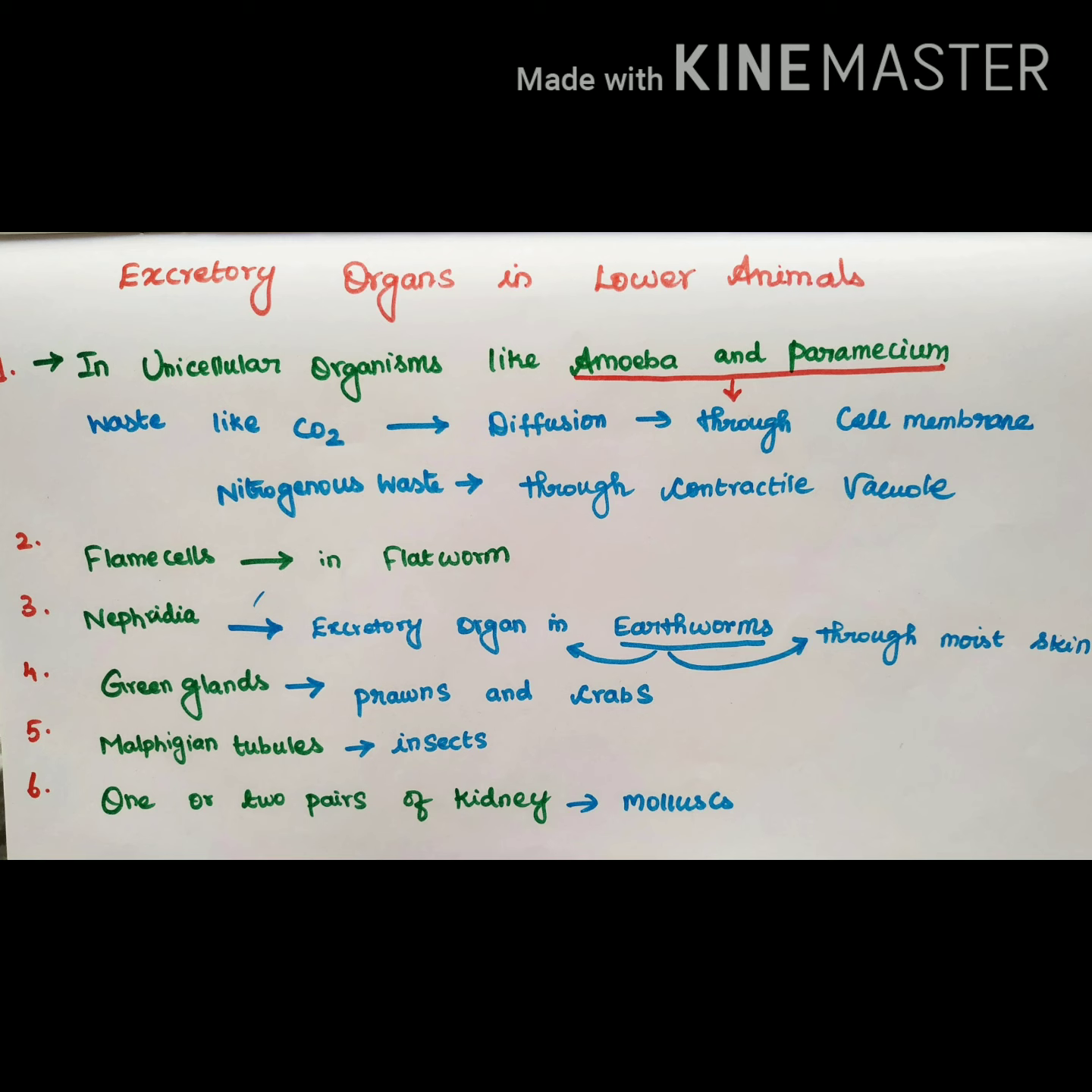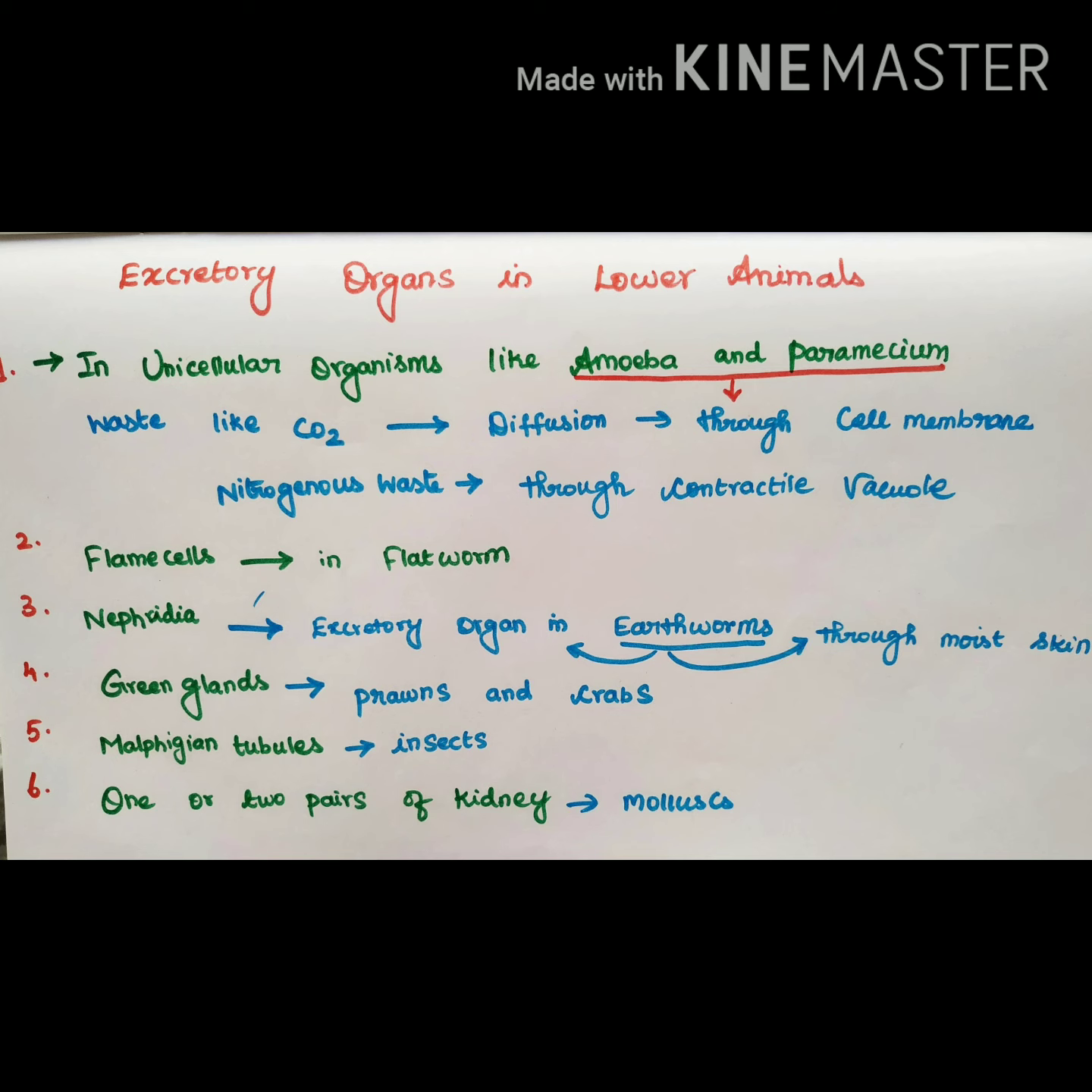So these are some of the excretory organs present in the lower animals. Number 1, amoeba and paramecium: if it is gaseous waste, it is removed by diffusion, and if it is a nitrogenous waste, it is released through the contractile vacuole. Number 2, flame cells in the flatworm. 3, nephridia in earthworm. 4, green glands in prawns and crabs. And 5, Malpighian tubules in the arthropods, that is insects. And the last, in the case of the mollusk, it contains one or two pairs of kidneys. So these are the excretory organs which we have seen in lower animals.